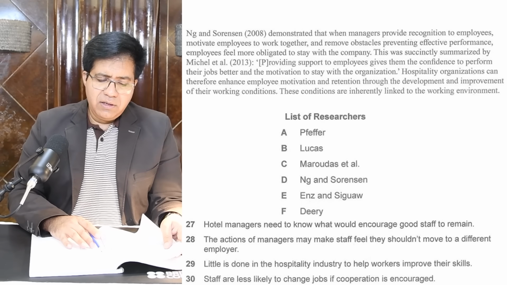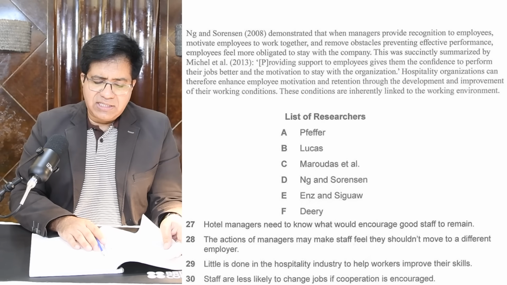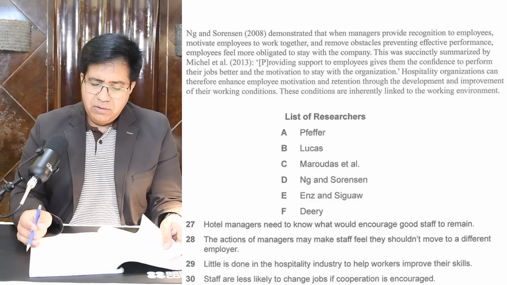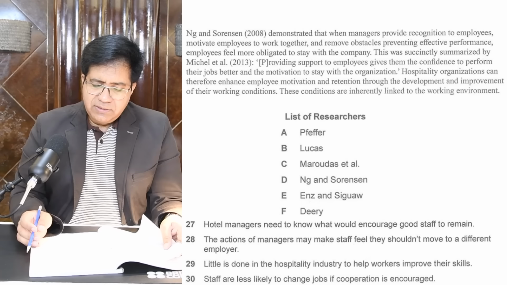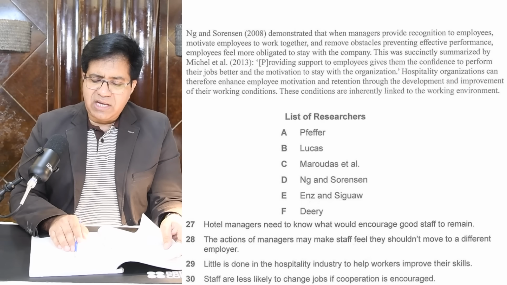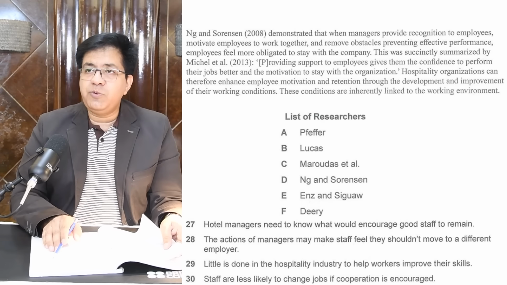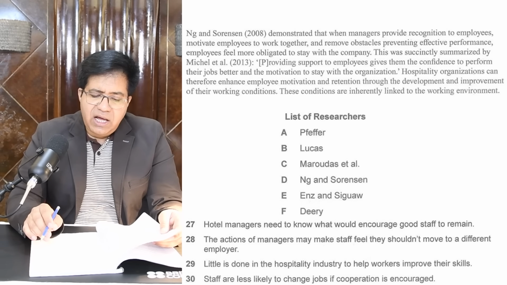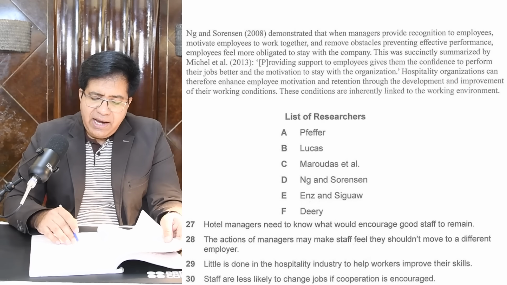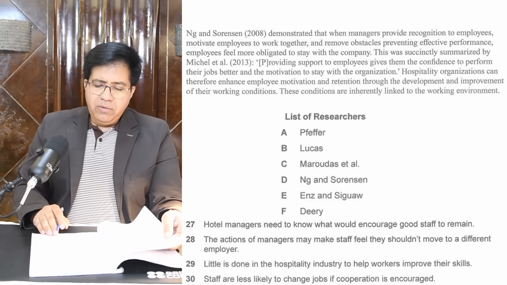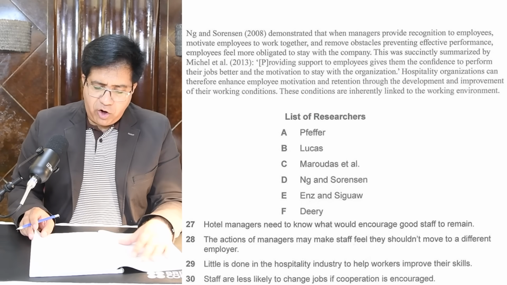Question number 27. 27 is hotel managers need to know what would encourage good staff to remain. No. That's not right. Question number 28. Actions of managers may make staff feel they shouldn't move to another or different employer. Well done. Question number 28. Correct answer is option D, and that is Ng and Sensen. Okay, so 28 answer is option D.